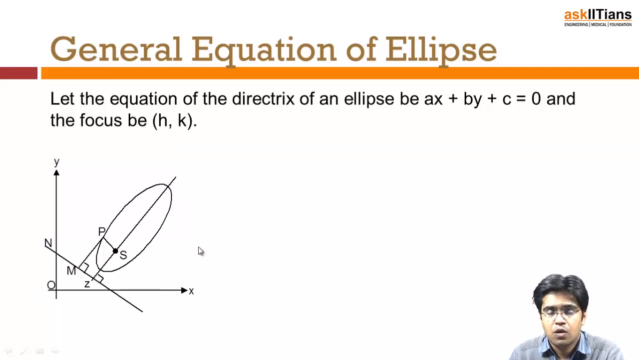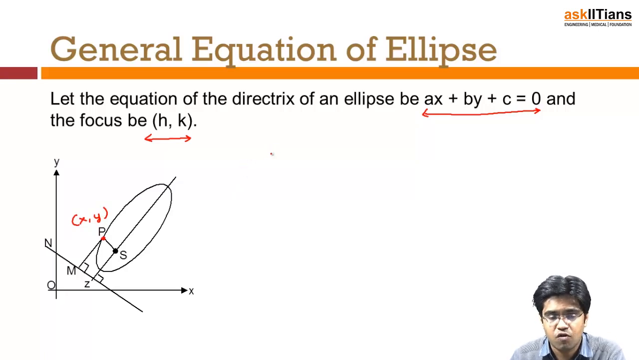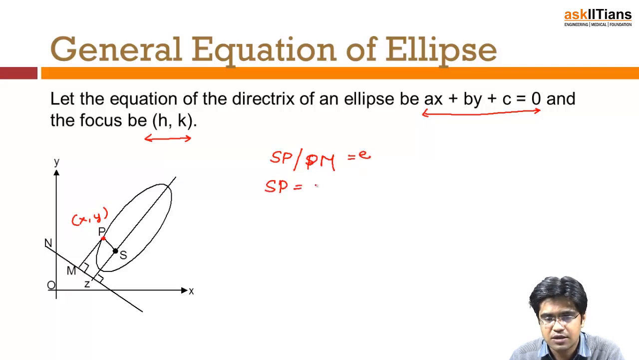Now again, according to the definition, we need only two things: one fixed line and one fixed point. This is the fixed line, that is one of the directrices. This is the fixed point, that is h comma k. Let the coordinates of this variable point P, which is moving, be x comma y. Now what is the basic definition? Distance from the fixed point, that is SP, divided by distance from the fixed line, that is PM, is equal to e. That means SP is nothing but e times PM, where e is our eccentricity.